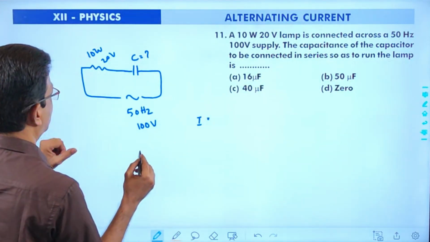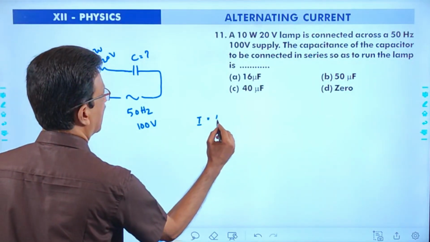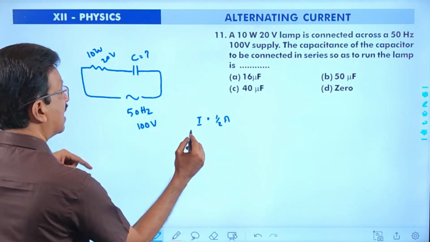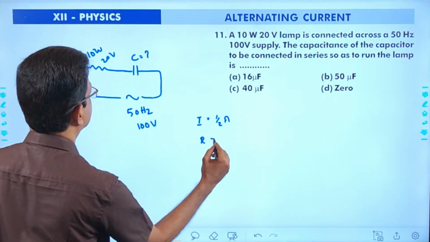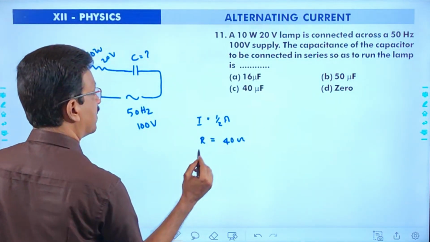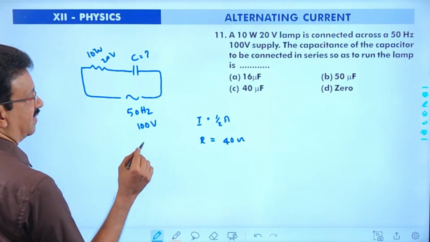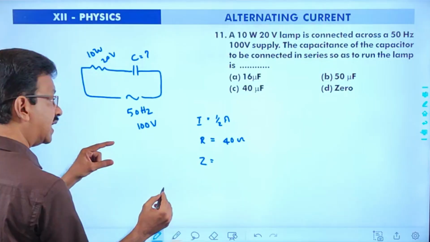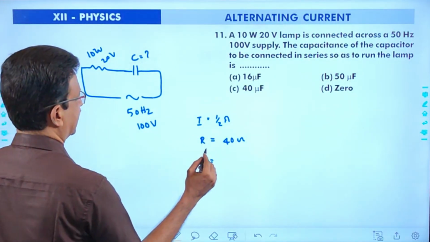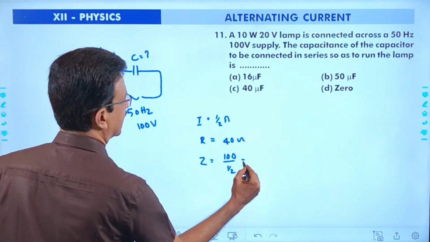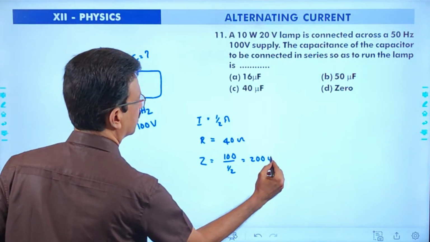From the given rating of the bulb, we can identify the value of current: VI equal to power, then I equal to half ampere. Then from the equation I squared R, we get the value of resistance as 40 ohm. (1 by 2) square R equal to 10, therefore 40 ohm. Then impedance of the circuit is circuit voltage divided by circuit current. 100 volt divided by half ampere equal to 200 ohm.